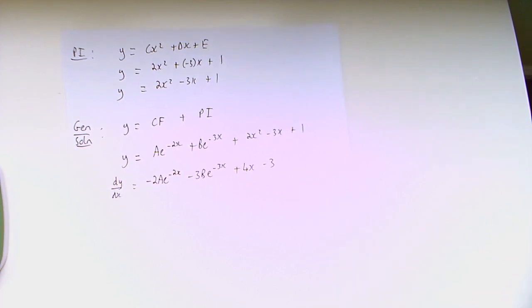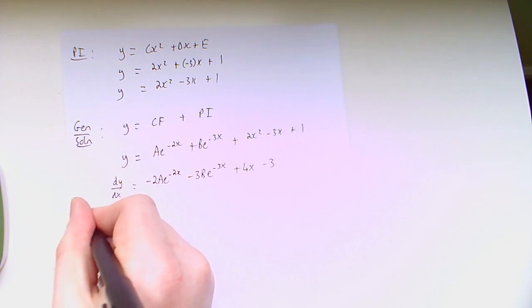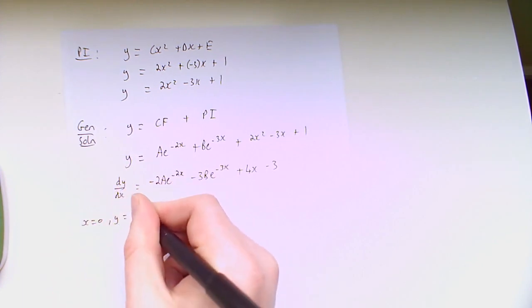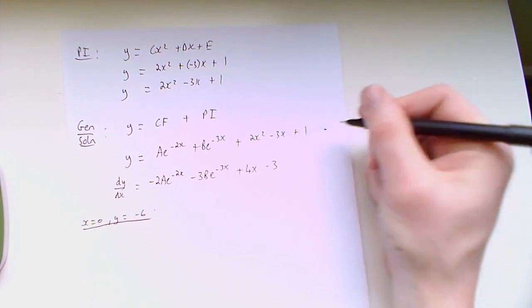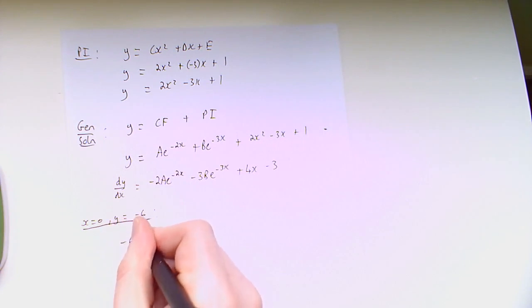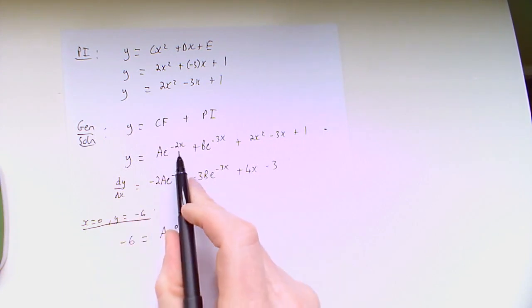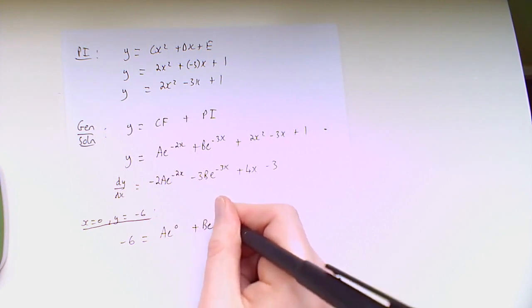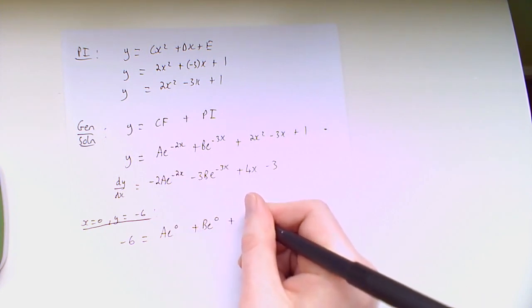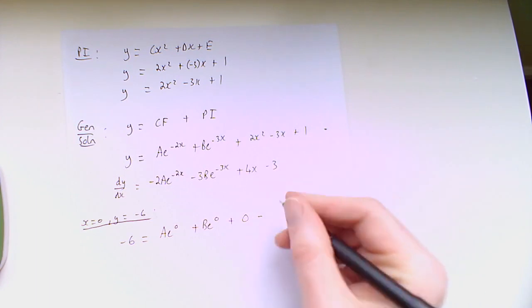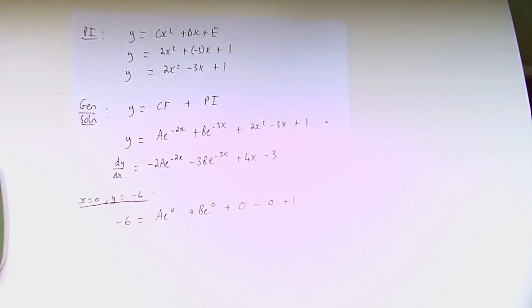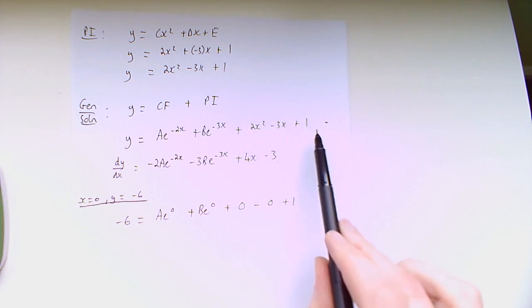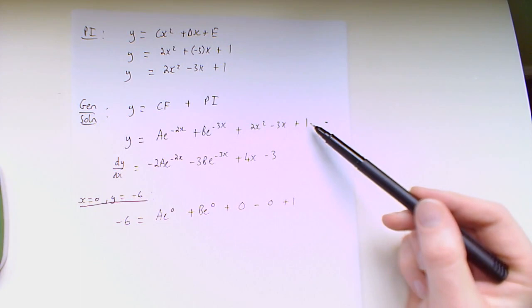Right, so our first initial condition was when x equals 0, y equals -6. So that means we're using this equation here, because that's the equation for y. So that means that -6 equals ae to the power of 0, so I'm just putting 0 in here, plus be to the power of 0, plus 2 times 0 squared, which is 0, take away 3 times 0, which is 0, plus 1. Now, people have got an awful habit when they're doing this type of question, when they're substituting in 0, they just let everything become 0. Remember, if you've got a number there, that number is staying the way it is.